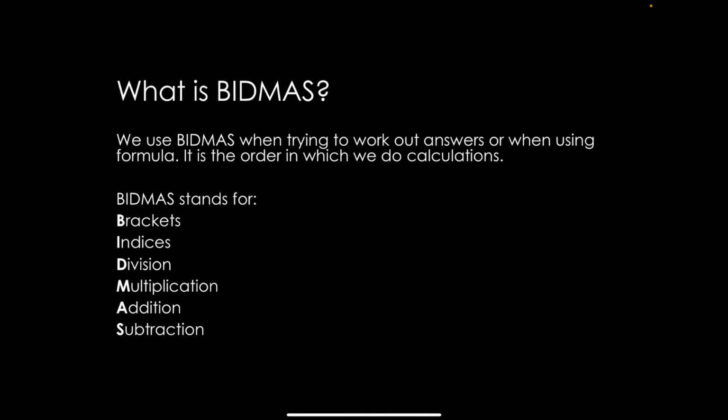Meaning that if you get a question that has brackets in it, you must do that first. And then you do the indices. Your indices are your square numbers. So you could have 4 squared, you can have 7 cubed. So anything with a little number at the top, that's an index. And indices also include square roots. So if you had the square root of 64, you'd have to work that out. You would then do division, then multiplication, then addition and subtraction.